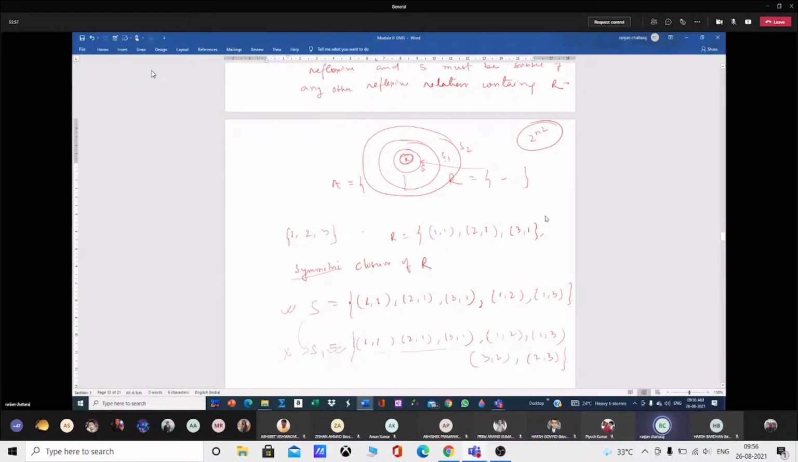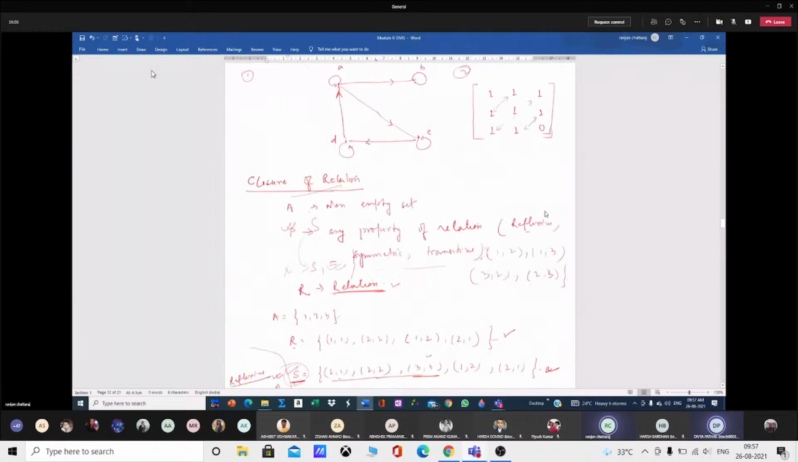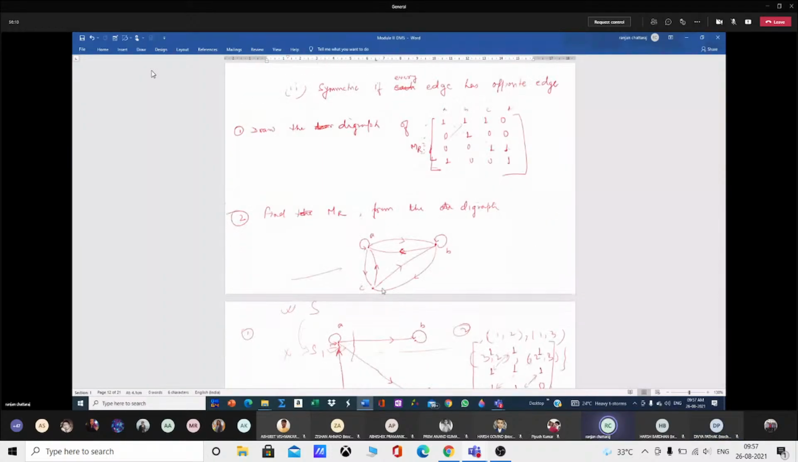Sir, can you please mark out the difference between the digraph of transitive, symmetric and anti-symmetric? I got confused between the two. You see here in the diagram, this is symmetry. If we have an opposite edge, that means suppose this one is absent, this one is also absent, no problem.